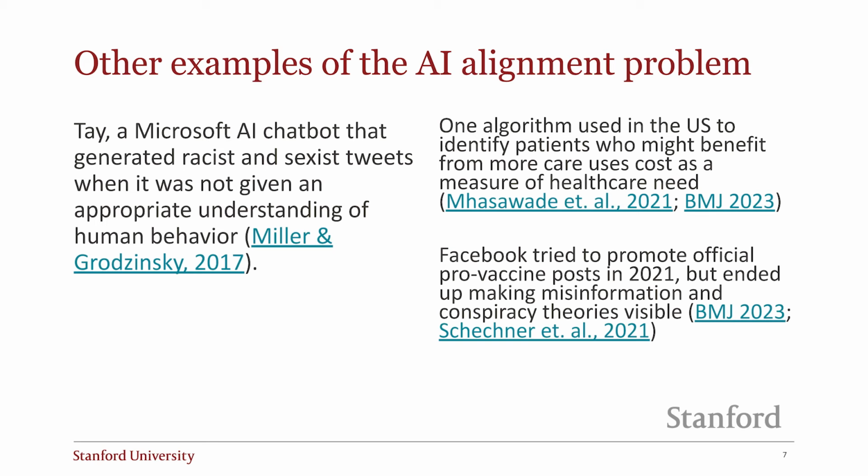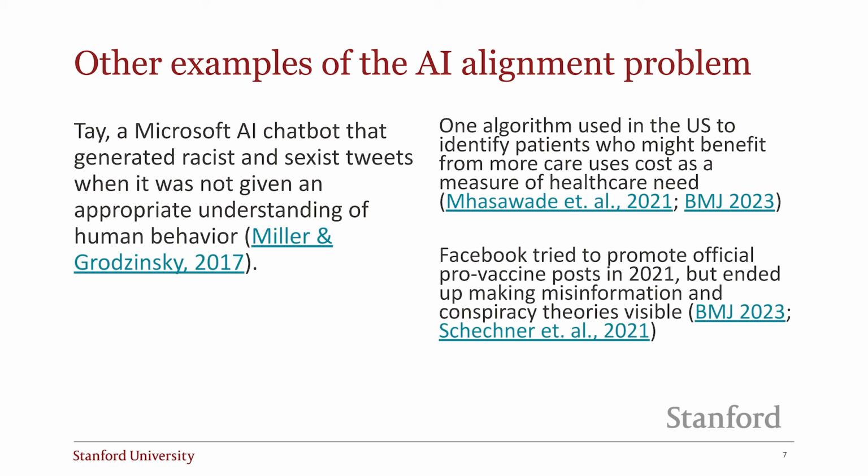We also see AI misalignment in medical applications of AI. For example, one algorithm used in the US to identify patients who might need additional care uses cost as a measure of healthcare need. However, because of unequal access to healthcare, typically less money is spent on care for Black patients compared to white patients. Thus, this leads the algorithm to prioritize white patients over sicker Black patients.